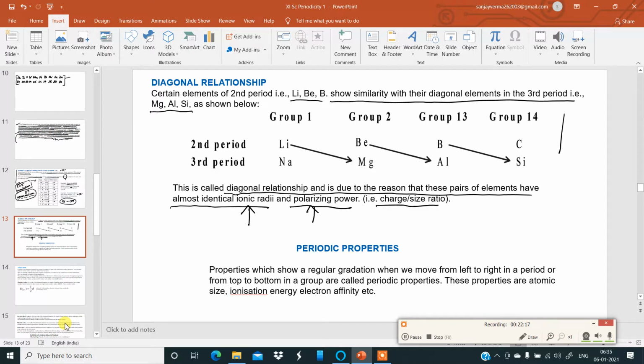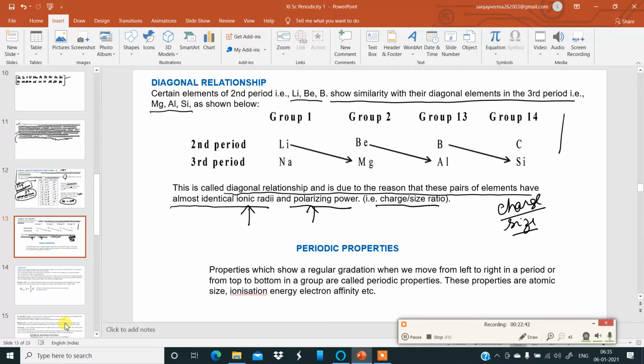Now polarizing power, remember, is charge by size ratio, radius ratio. Okay. Now let us move to the properties, periodic properties, the main topic in this chapter, periodicity properties.